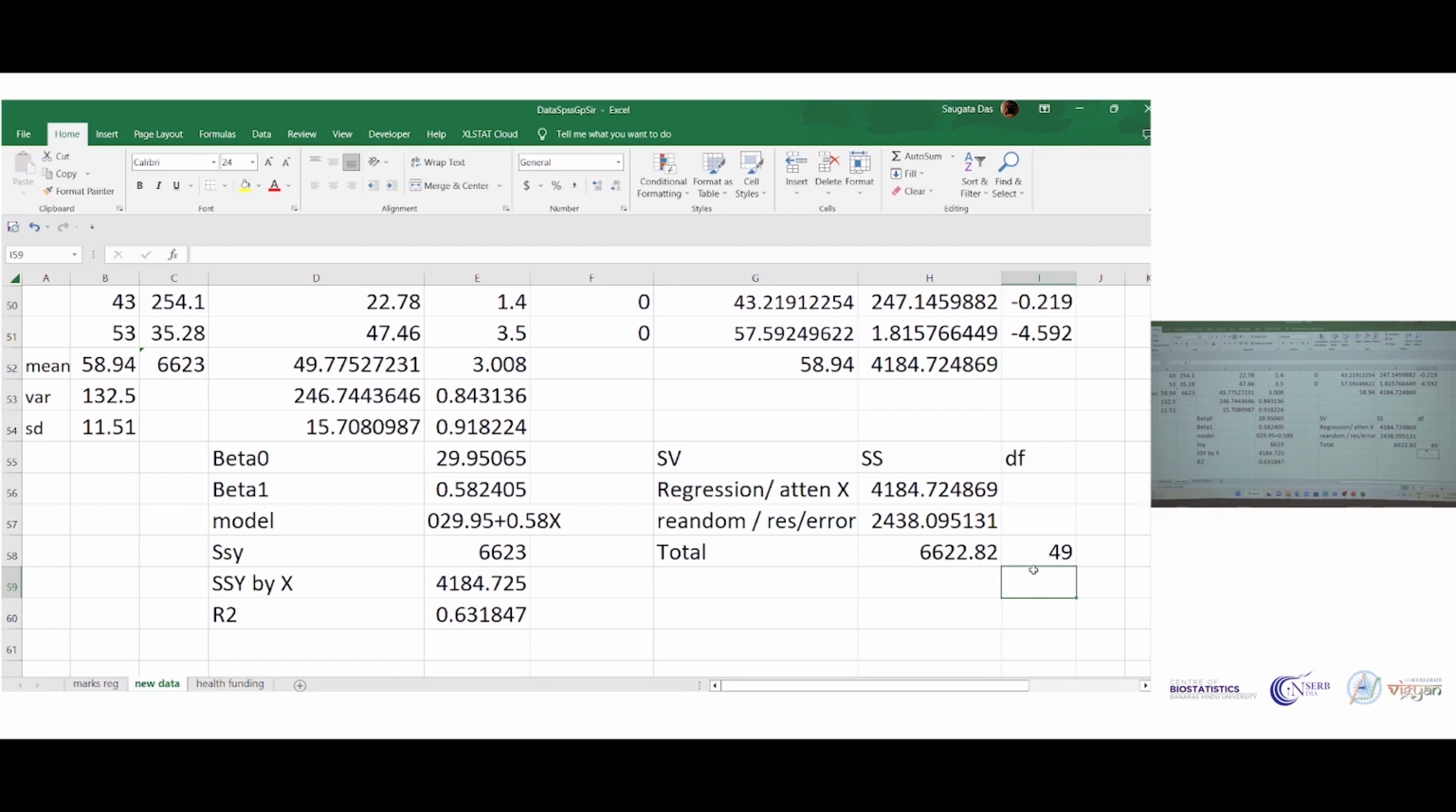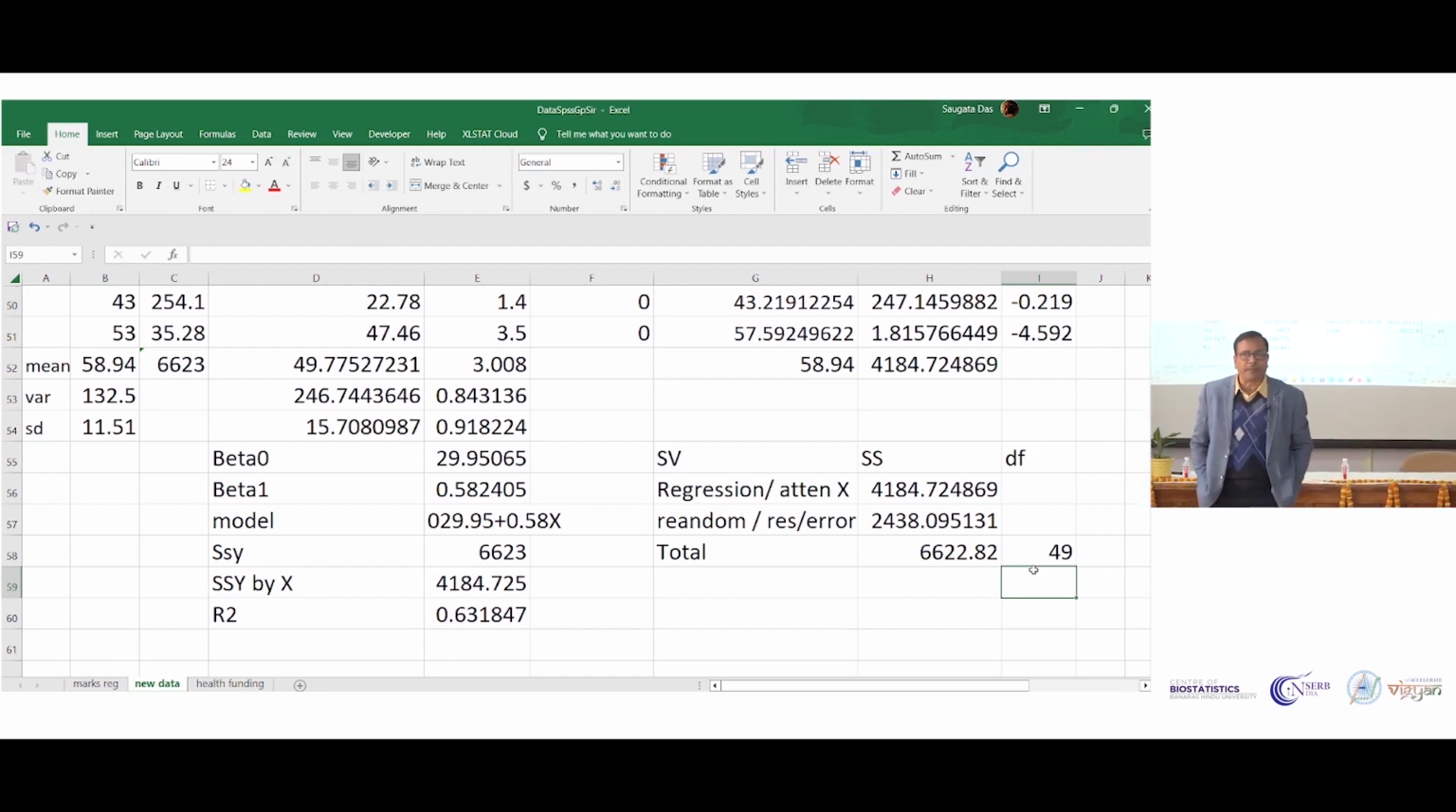And next are two, regression and residual. For regression, how many parameters were in regression? 2. One was beta 0, another was beta 1. So the degree of freedom of regression is number of parameter minus 1. ठीक है? So it will be a 1. So it will be 48.